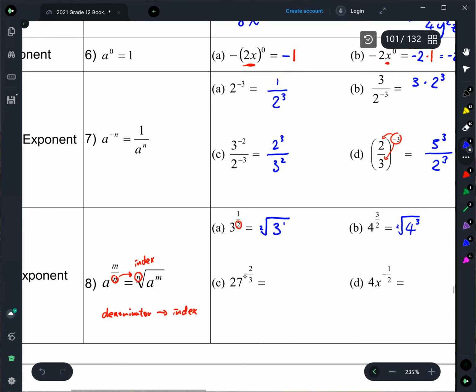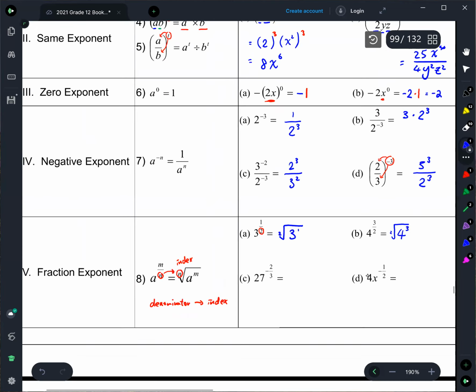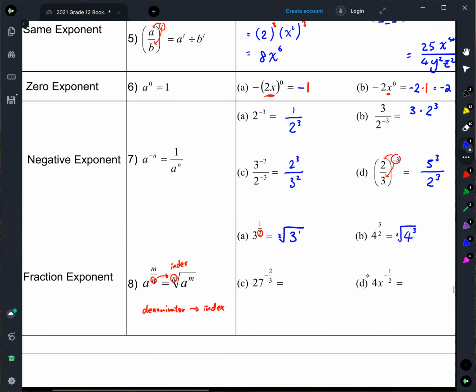Not just fraction, it also carries a negative, okay? So think about what to do if there's a negative. Of course, negative has to do with our law number 7. You don't need to evaluate, right? Just turn it into a radical, okay? And then just leave it there. You can raise your hand after you get an answer for C and D.